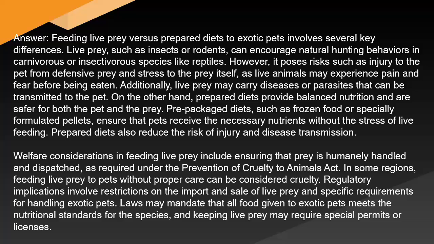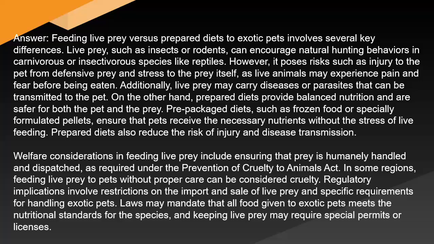However, it poses risks such as injury to the pet from defensive prey and stress to the prey itself, as live animals may experience pain and fear before being eaten. Additionally, live prey may carry diseases or parasites that can be transmitted to the pet. On the other hand, prepared diets provide balanced nutrition and are safer for both the pet and the prey. Pre-packaged diets, such as frozen food or specially formulated pellets, ensure that pets receive the necessary nutrients without the stress of live feeding. Prepared diets also reduce the risk of injury and disease transmission.